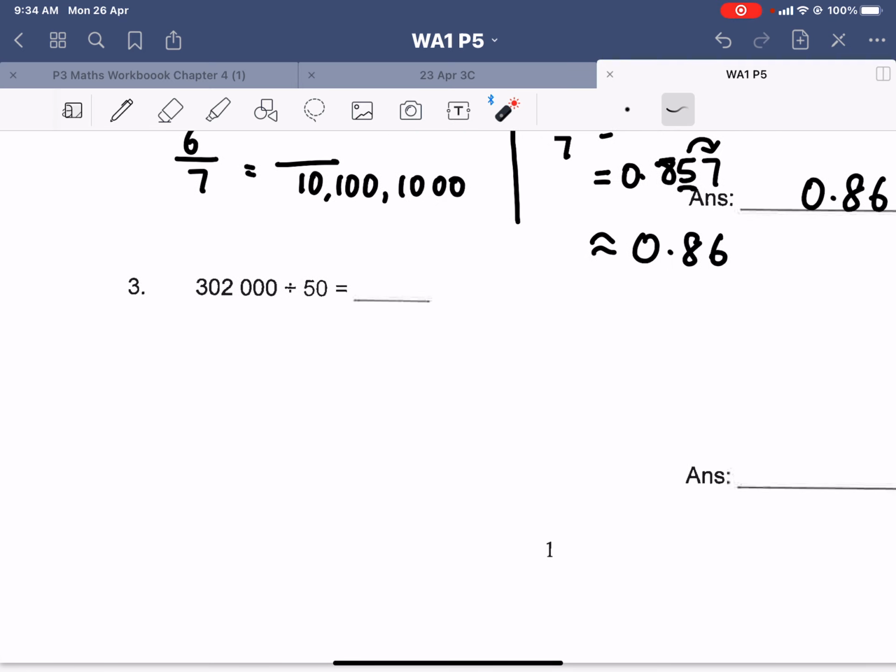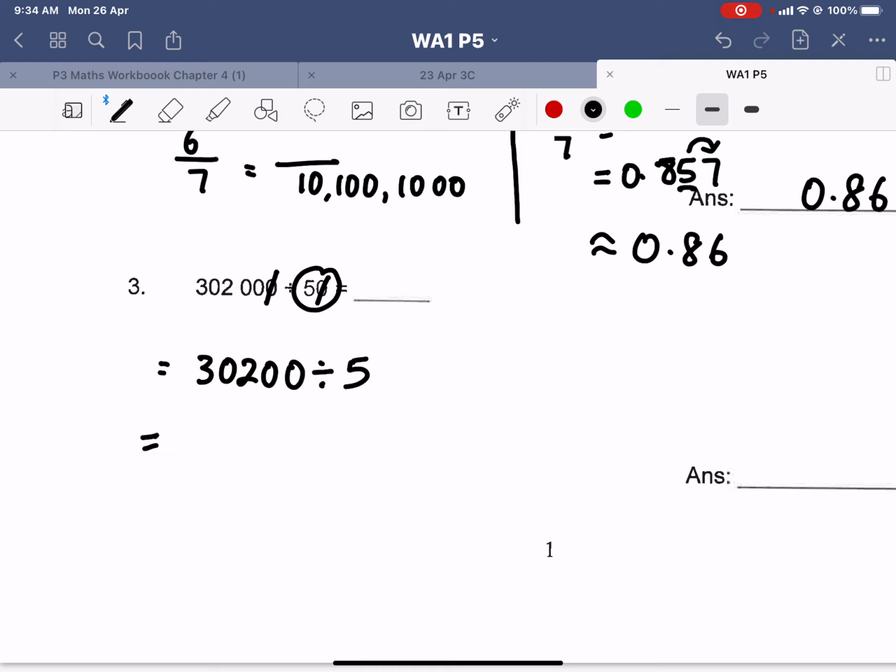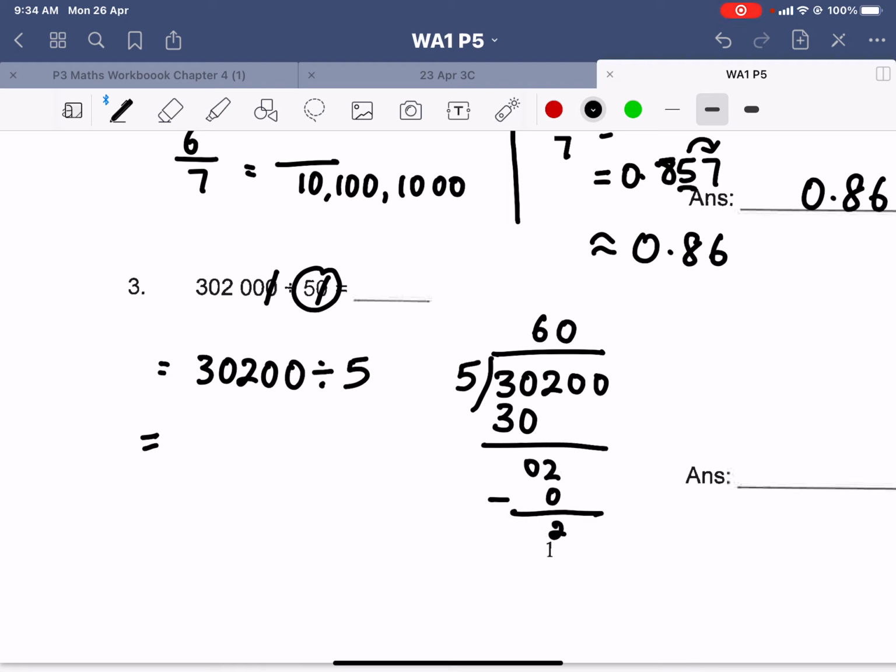302,000 divided by 50. So we can cancel out a pair of 0s first, which will leave us with 3,020 divided by 5. In this case, there are no more zeros to cancel. We have no choice but to do a division. So in this case, it will be 6. When you bring down 0, you can't divide, so that is nothing. Bring down 2, that is 4. When you bring down another 0, you can't divide, so you still have to put a 0.